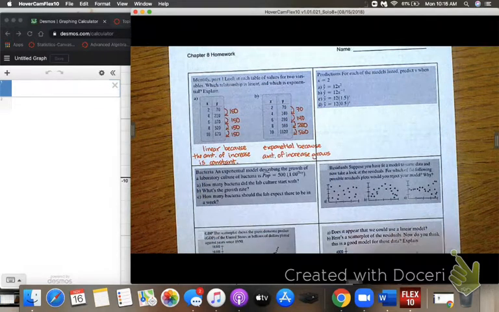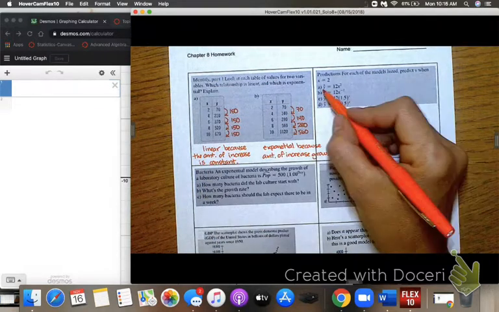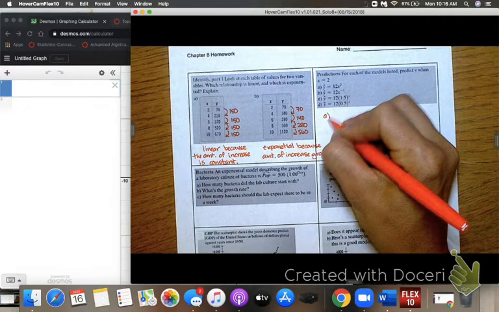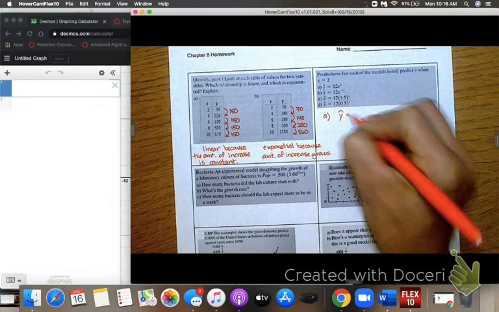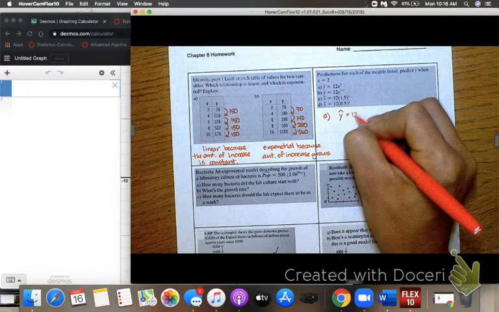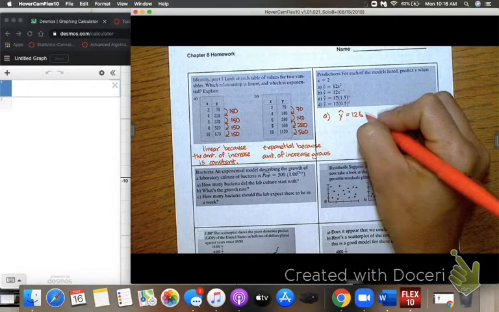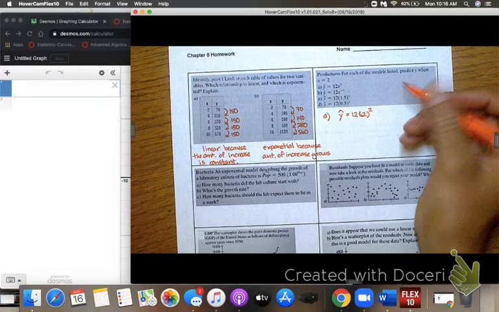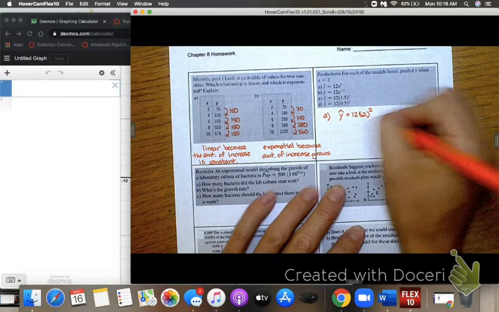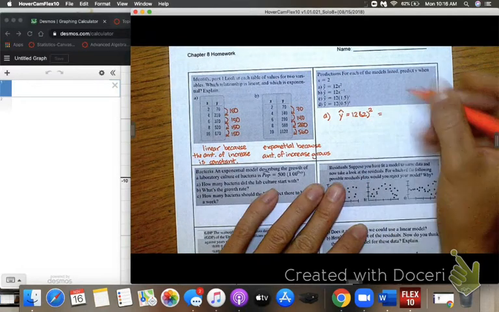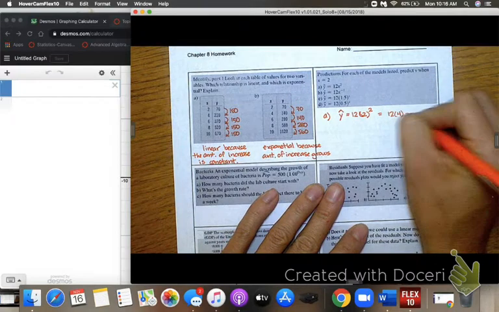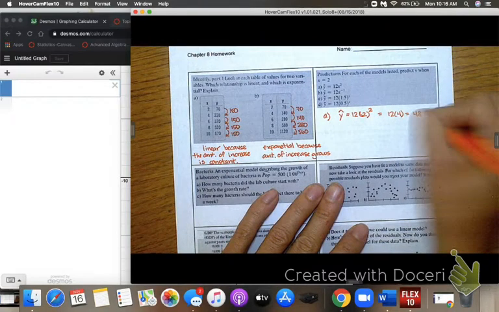All right, let's go down to the next part. It wants us to find y hat when x equals 2 for each of these. So I'm going to plug in 2 to the second power. I can simplify this. 2 to the second power is 4. So this will give me 12 times 4. 12 times 4 is 48. Okay, let's go to part B.